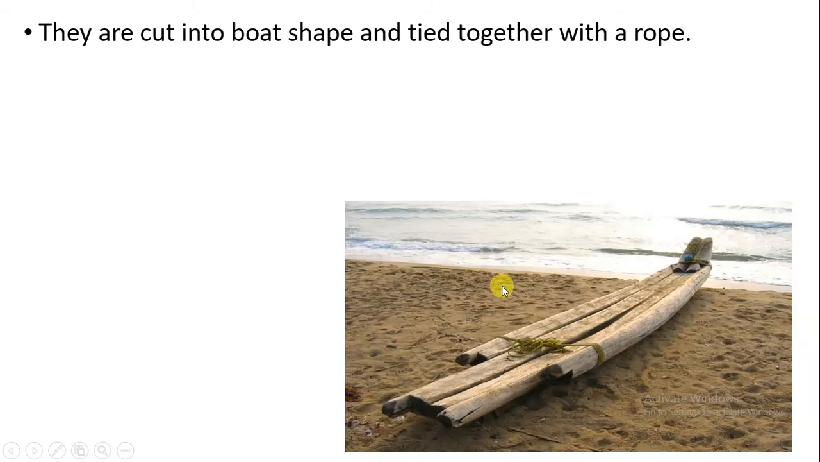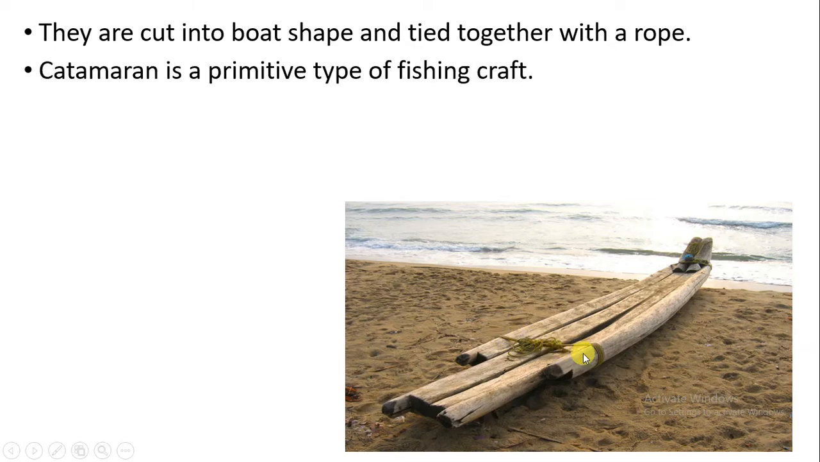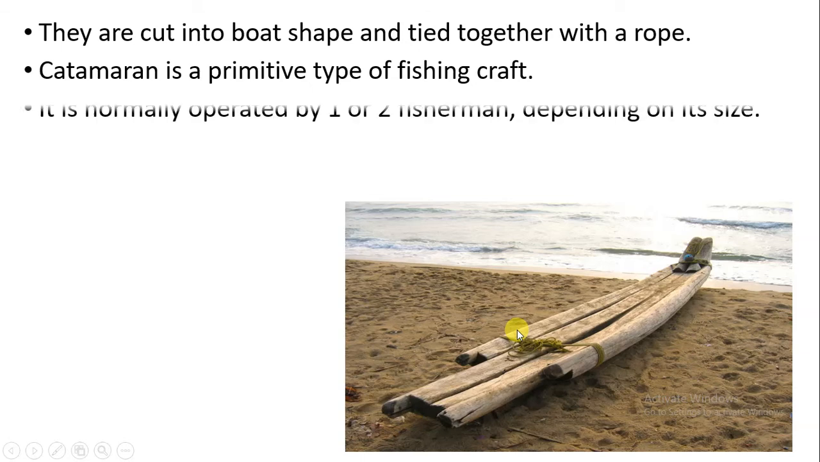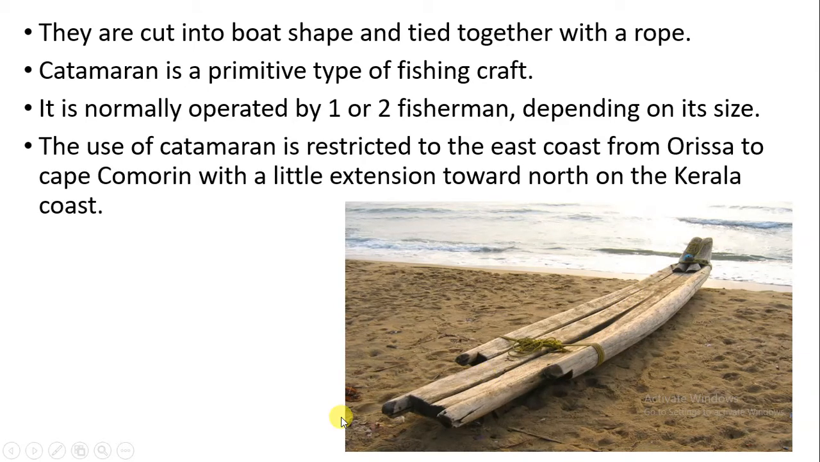When we study the catamaran, the logs are cut into a boat shape and tied together. The catamaran is a primitive type of fishing craft. It is normally operated by one or two fishermen only, because more people would be too heavy for the boat, and depending upon its size, only one or two fishermen can sail these boats. The use of the catamaran is restricted to the east coast from Orissa to Cape Comorin, with a little extension towards the north on the Kerala coast.